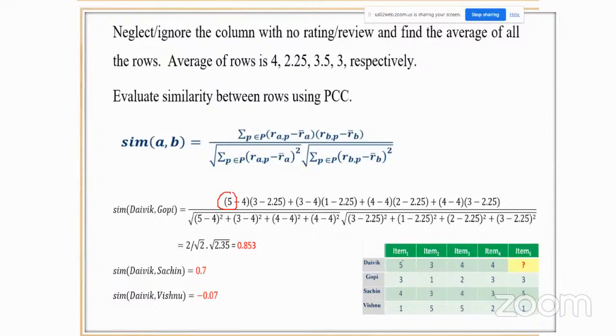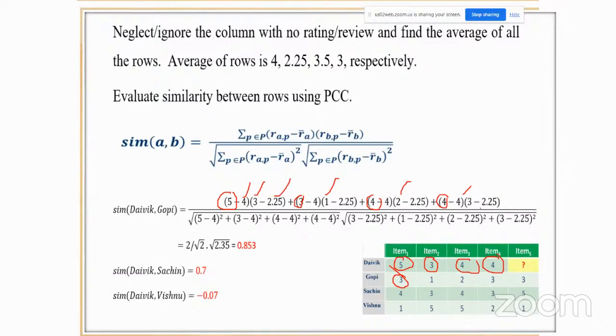So 5, you can see here, Daivik to item 1, 5, and Daivik to item 2, 3, and Daivik to item 3, 4, and Daivik to item 4, 4. So only this question mark we are going to find. That's why no need to consider that for calculating. And next one, 3, rating given by Gopi to item 1. That's why 3 here, and second row, 2, 3. And this is the average of first row, the Daivik rating average value. And this is average value of the second row. That is called Gopi rating average value.